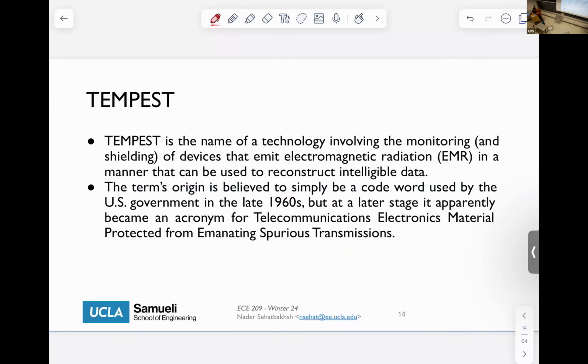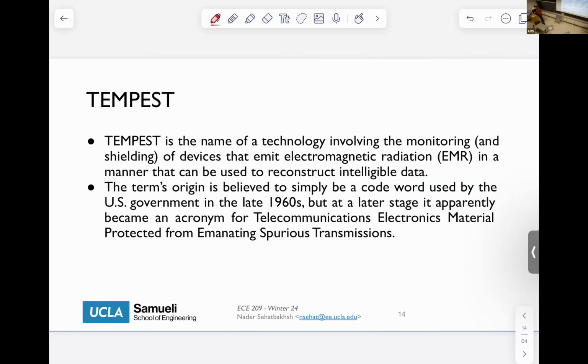I think Tempest was the start. There are various different names for it. I think one is telecommunication electronic material protected from emanating spurious transmissions. That's why it's called Tempest. The other report says that this is more of a code that was used. But in any case, Tempest was this secret program in the US intelligence for the longest time, for 20, 30 years. Now it's just a standard that everybody knows about.